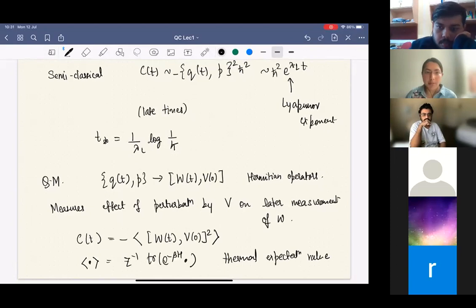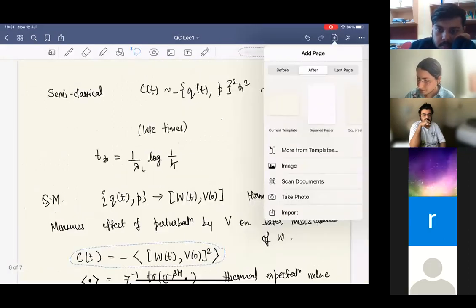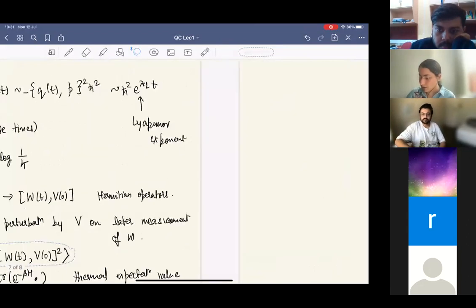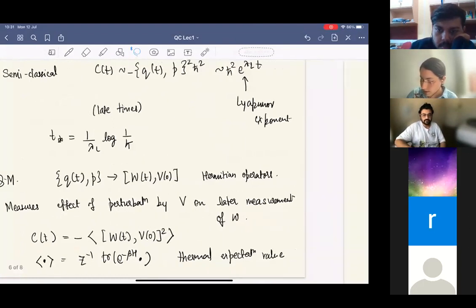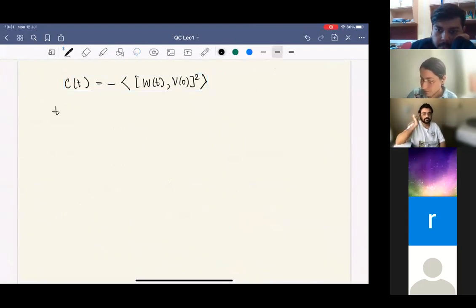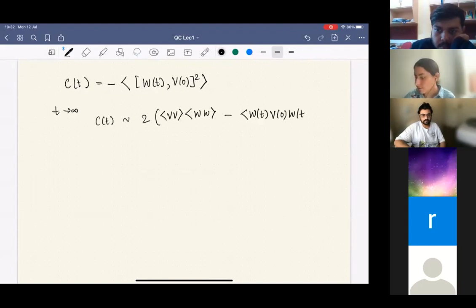Right. And as I had already mentioned, chaos manifests at late times. And at late times, the expectation value of the commutator squared becomes like 2 times the 2-point function, the disconnected contribution, and the out of time order correlator. Sorry, what were W and V again? These are some operators in the quantum mechanical theory. I see, they need not be related to P and Q. This is the out of time order correlator.